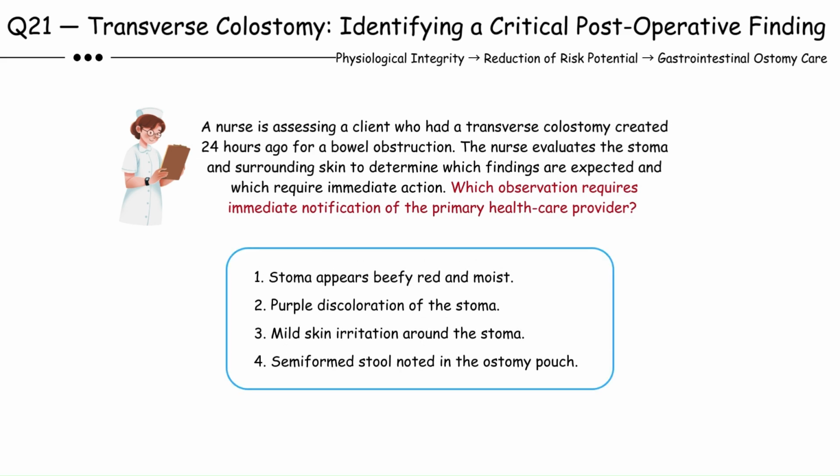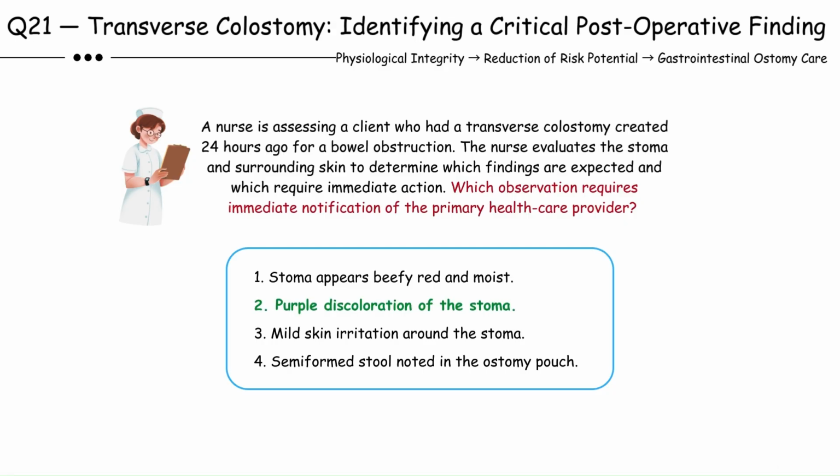Here are your options. Option 1. Stoma appears beefy, red, and moist. Option 2. Purple discoloration of the stoma. Option 3. Mild skin irritation around the stoma. Option 4. Semiformed stool noted in the ostomy pouch. Take a moment and think. Which finding is not just abnormal, but threatens tissue survival?